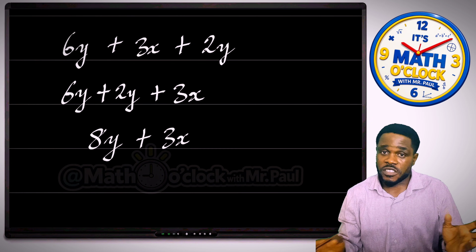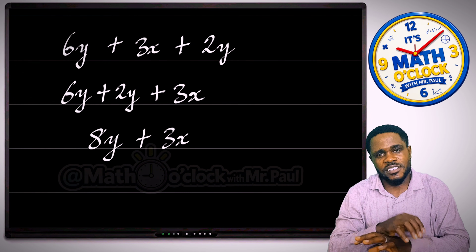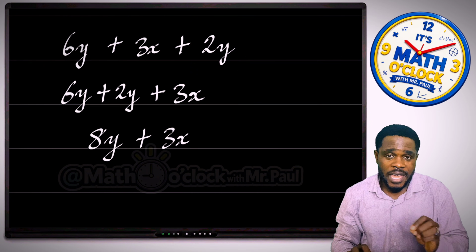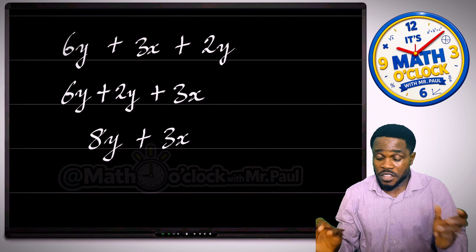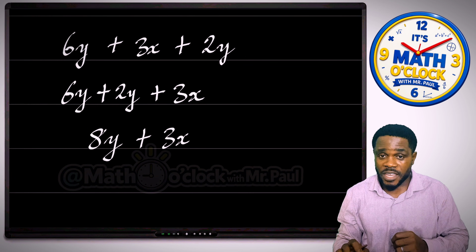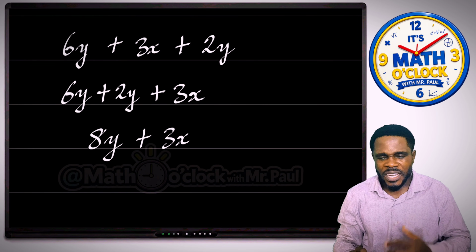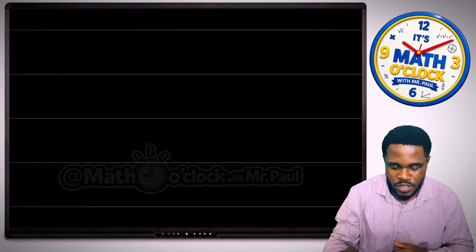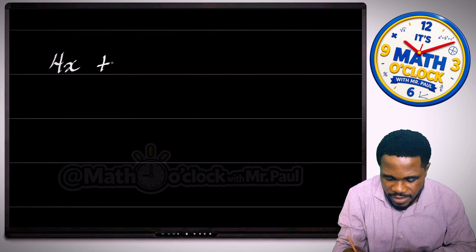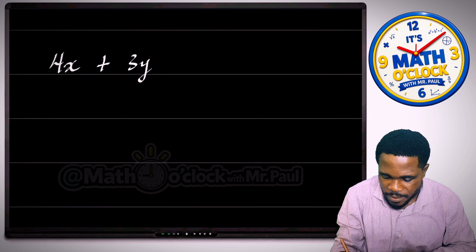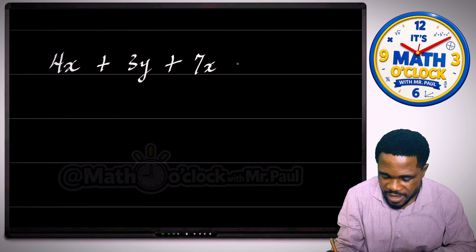Some other persons would decide to turn it the other way, especially since in the arrangement of your alphabets, x comes before y. You could say 3x plus 8y. It's still the same thing. Okay? I'm sure you understood that. Okay, let's solve the next one and see. Let's say we have 4x plus 3y plus 7x plus 2y.